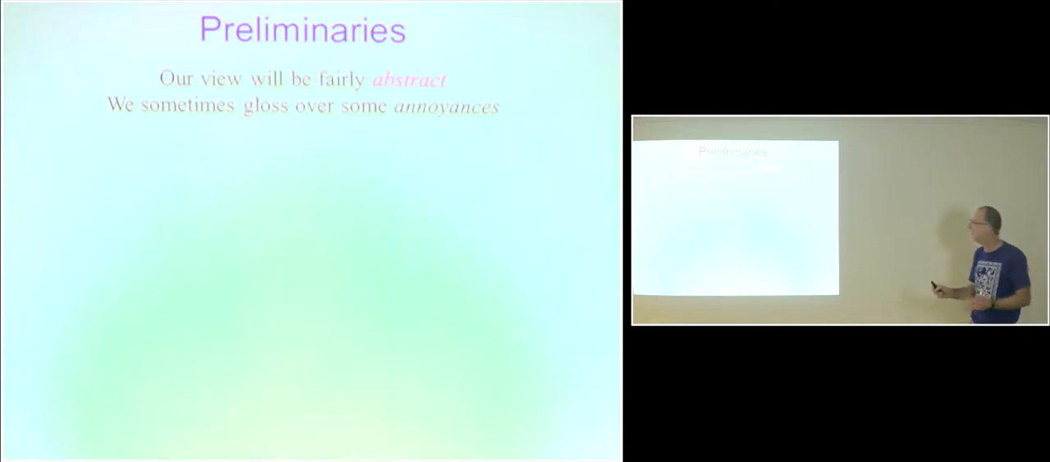The second remark is that we'll gloss over some annoyances, such as cycling or degeneracy or things like that. Whenever I'm glossing over something, I'll try to mention it. If I don't, try to catch me, and I'll say, yes, that's a problem, we have to solve it, but not in this talk.